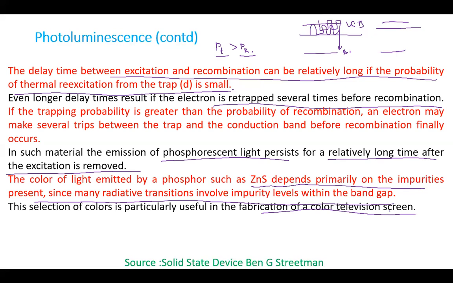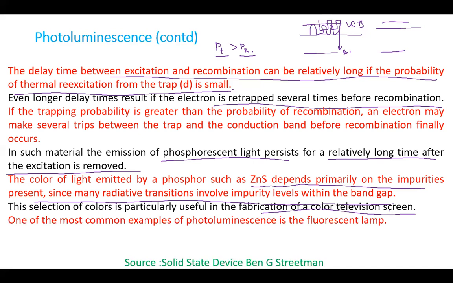When you talk about color TV, now we don't talk about this. Those were the times when this book was written. Right now we have LCDs and LEDs, or maybe some projection screens. But you should know the phenomena behind it. The most common example of photoluminescence is the fluorescent lamp, which we commonly use. So that's all. Thank you very much.